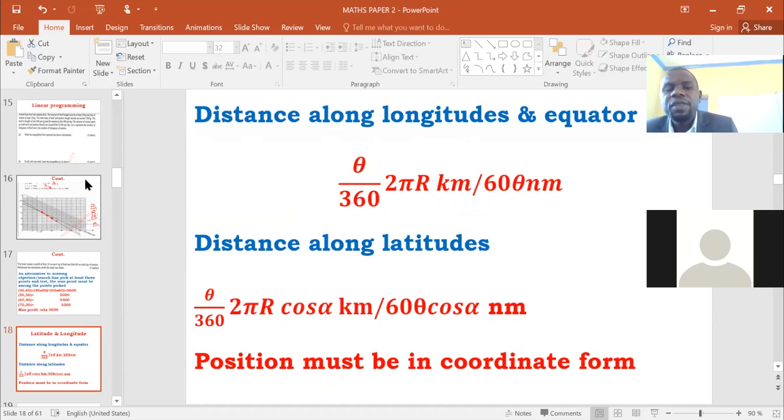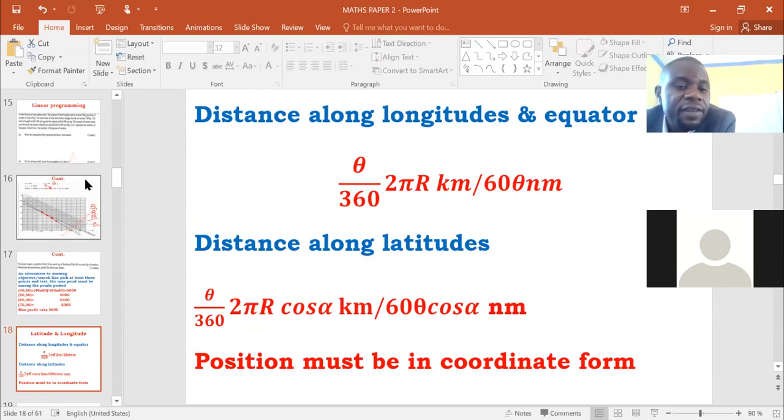Now, the next topic that is highly tested, also a Form 4 topic, is latitude and longitude. This topic only has 2 formulas. When the distance is along a longitude or along the equator, we call those great circles. And the formula is simple: theta over 360 multiplied by 2 pi r, that is in kilometers, and 60 theta in nautical miles. But if you are getting the distance along a latitude, we call them small circles.